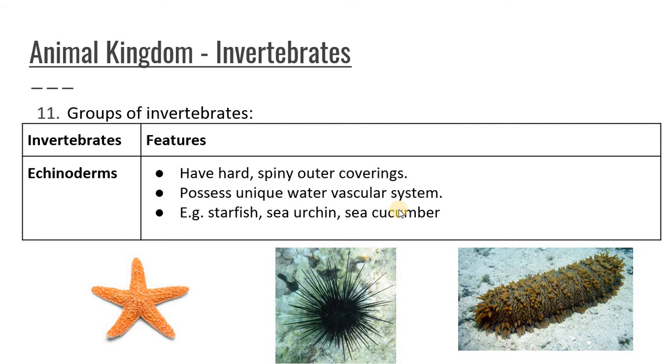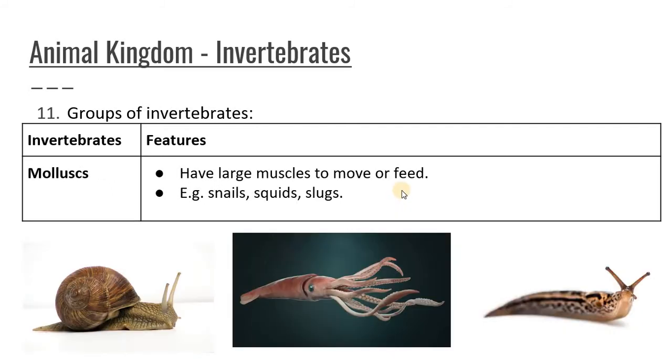The second group of invertebrates that we will be looking at is the mollusks. Mollusks are invertebrates that have the following feature. They have large muscles to help them move or feed. Examples of mollusks would be snails, squids, and slugs.